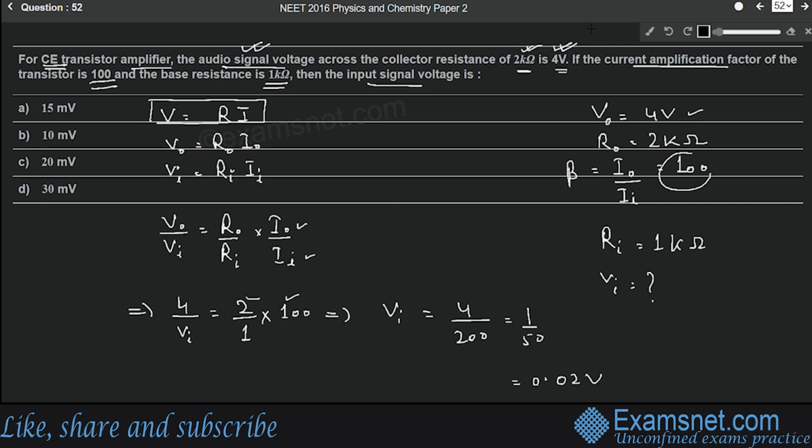So it will be equal to 1 by 50, and 1 by 50 means 0.02 volt, but in the options millivolt is given. So 0.02 volt means 20 millivolt, isn't it? So which option will be the correct one? Option C, 20 millivolt, will be the correct answer.